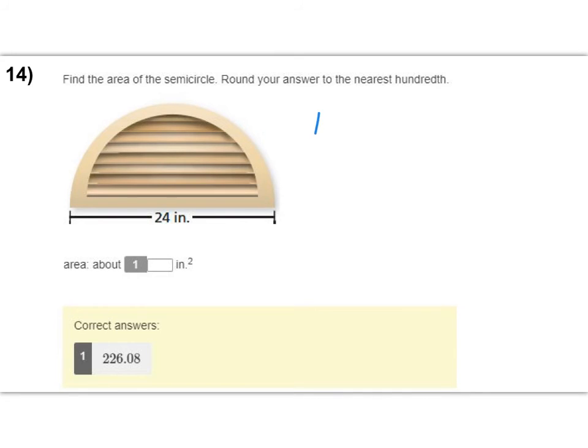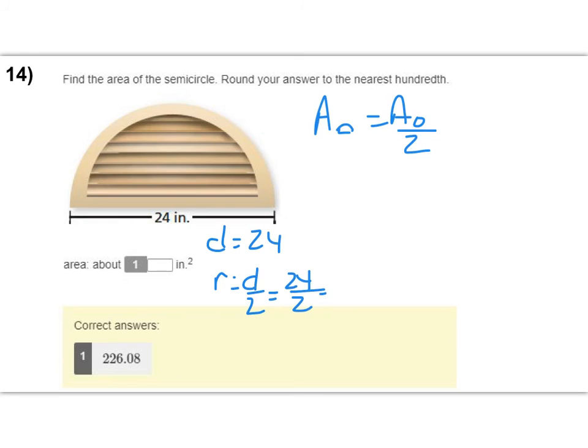Okay, now we have another semicircle. So again, in order to find the area of my semicircle, I'll draw a little semicircle. I'm going to take the area of a circle and divide it by 2. And before I start, I'm given, again, diameter, and I have to find radius. So my diameter is equal to 24 inches. My radius is my diameter divided by 2. So 24 divided by 2 would be 12.